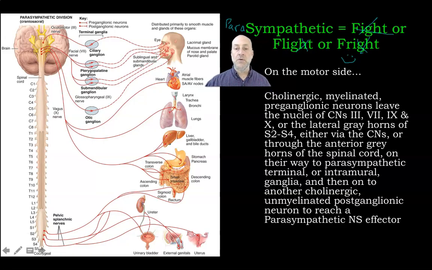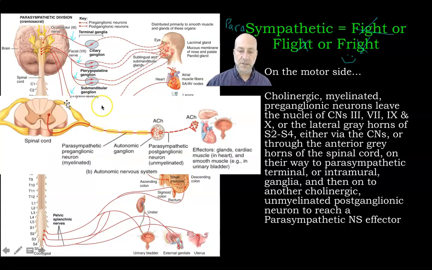And on the motor side, just to refresh here, you're sending cholinergic, myelinated, preganglionic neurons, and those are all in solid red here. Preganglionic, they're all cholinergic. They're releasing acetylcholine at the ganglia, and they're all myelinated, and they're all just cruising along. And just to reiterate that, here's the picture. These are the ones that I just showed you coming out of the lateral gray horn on the anterior root. Thousands of times we said it, but it's worth saying it. Myelinated, preganglionic, cholinergic neuron, because it is releasing acetylcholine.